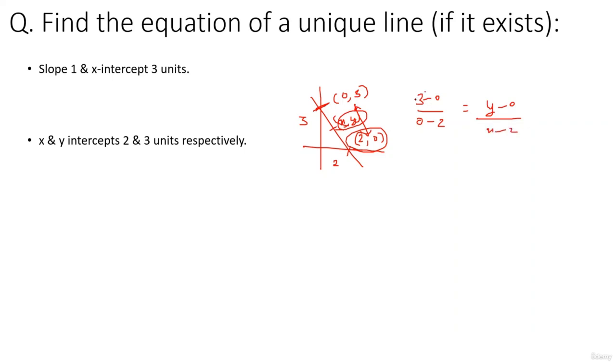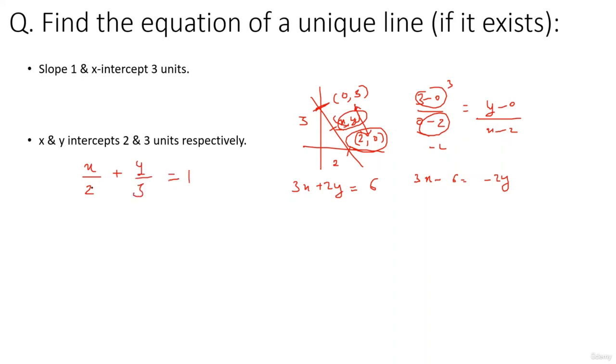Okay, ये होगा 3, ये हो जाएगा minus 2. So you can cross multiply. You will have 3x minus 6 is equal to minus 2y. Minus 2y here and 6 on that side will give you 3x plus 2y equal to 6. Now if you divide throughout by 6, guys, you will get a very interesting equation: x upon 2 plus y upon 3 is equal to 1.